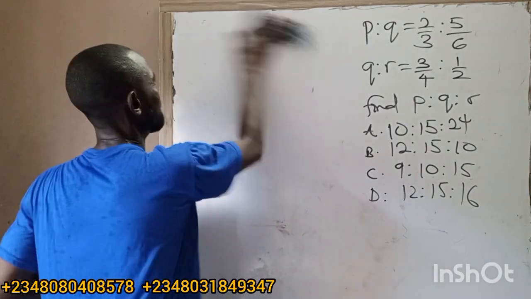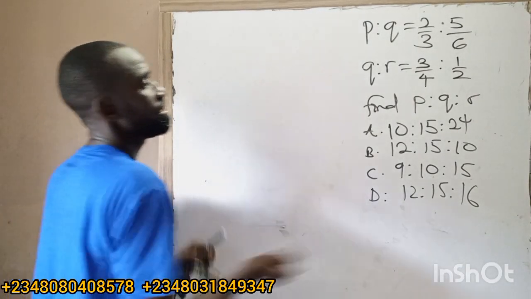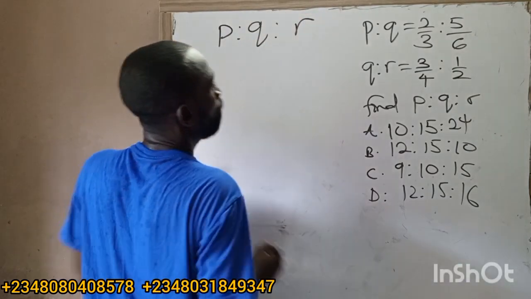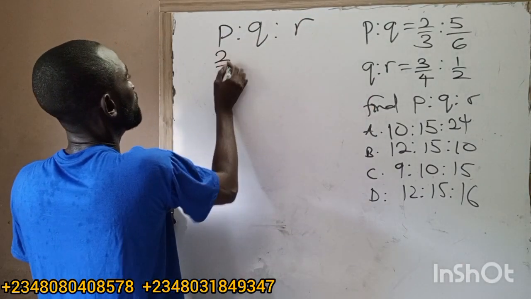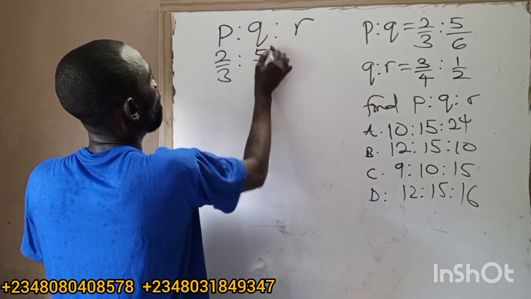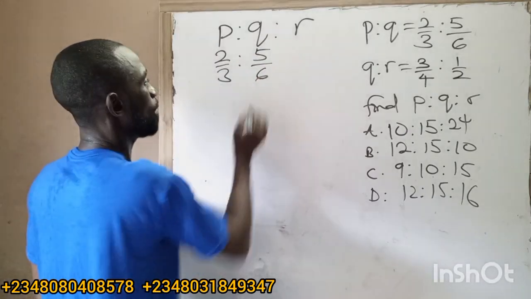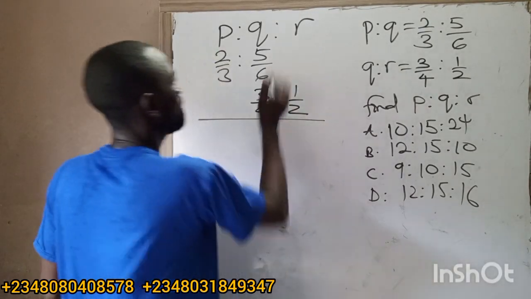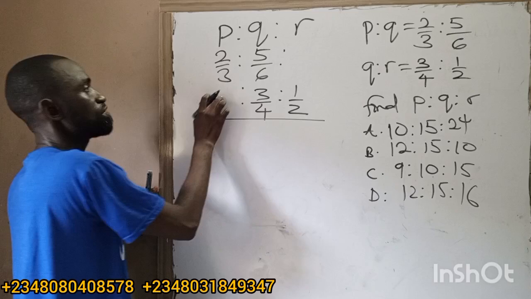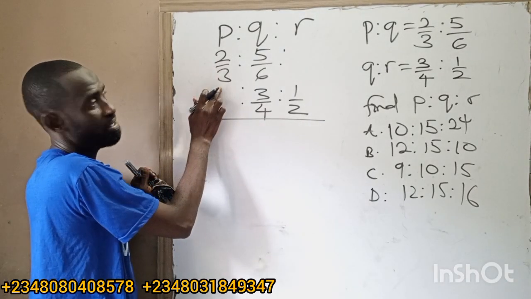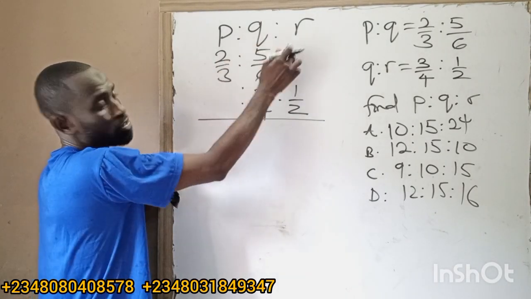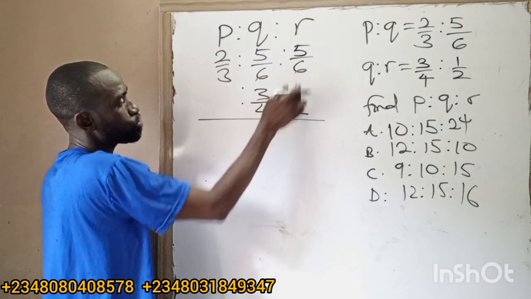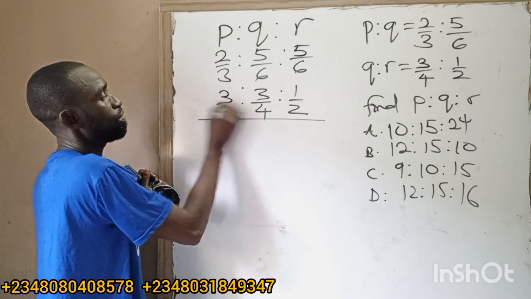The same format. I write P, Q, and R. P ratio Q ratio R. What is P ratio Q? 2/3 ratio 5/6. Then what is Q ratio R? 3/4 ratio 1/2. So what's the next thing? I'll fill this space. Between 2/3 and 5/6, this one is closer to this space, so I'll put 5/6. Between 3/4 and 1/2, this one is closer to this space, so I'll put 3/4.